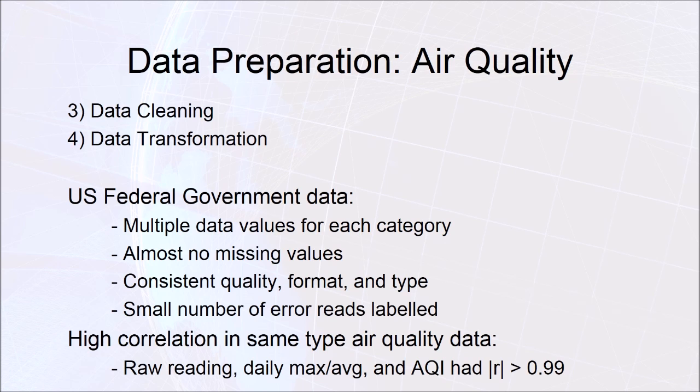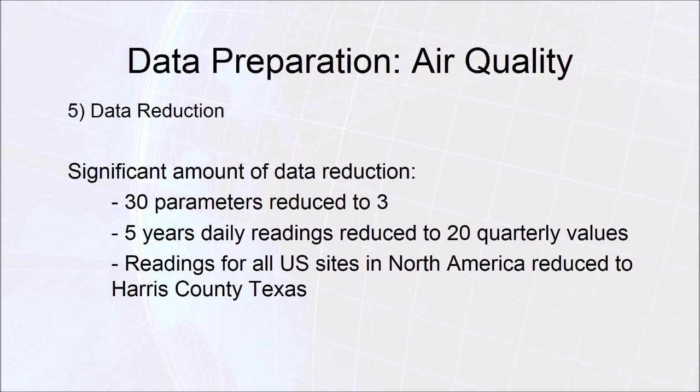One thing we noticed was a high degree of correlation between the pollutant recordings, including the raw reading, the daily max average, and the air quality index. They all had an absolute value of R greater than 99%, indicating that these data values were the same. The final step of data preparation for air quality was data reduction.